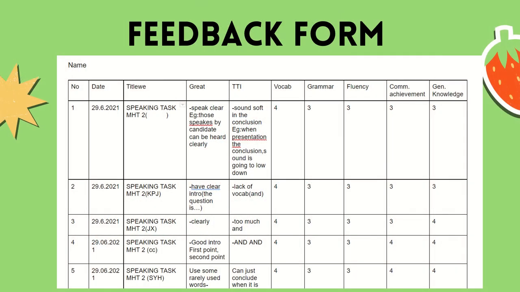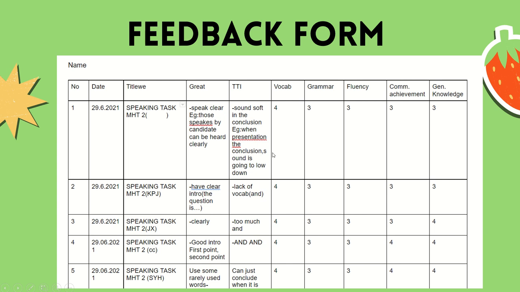So this is an example of feedback forms. As you can see, I put grade there for great things that students have achieved in the audios. TTI means things to improve. I purposely did not choose the word lack or the word weaknesses, because I don't see this as weaknesses and I don't want students to see this as weaknesses. I want them to see that they have room to be better and room for improvement.